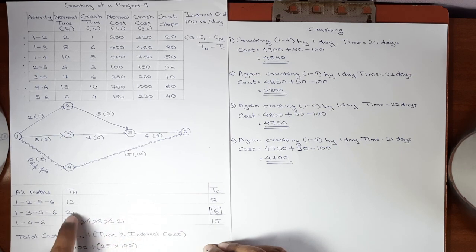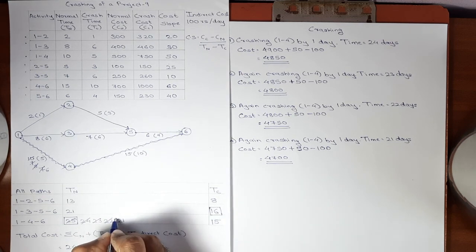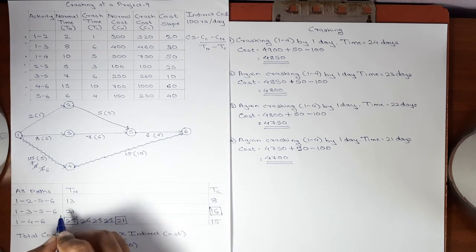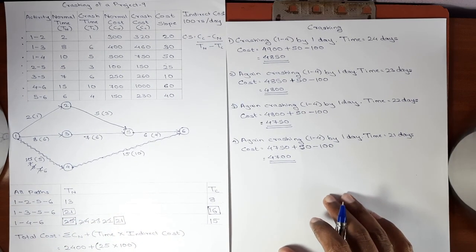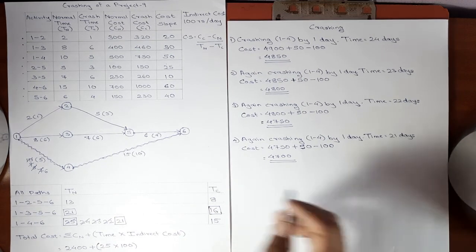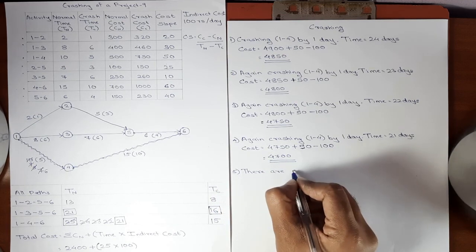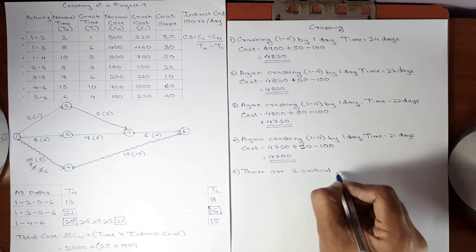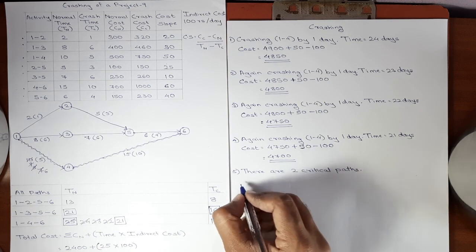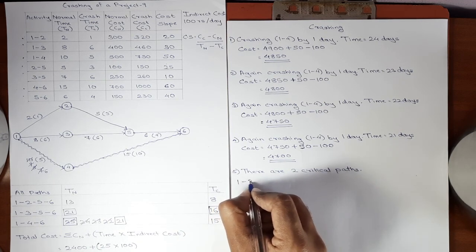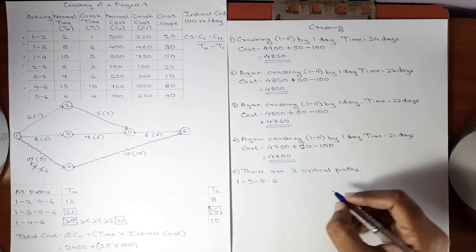But now if you see, the second path is also having a duration of 21 days, which means that now there are 2 critical paths. This one and the second one. So in the fifth step of crashing, I'll just mention that there are 2 critical paths. I'll write down both the paths. The first path is 1, 3, 5, 6, and the second is 1, 4, 6.